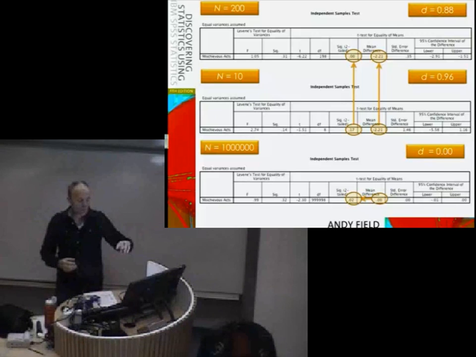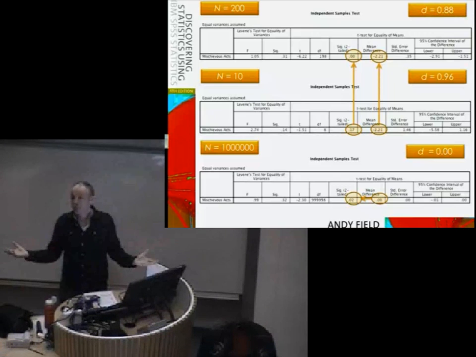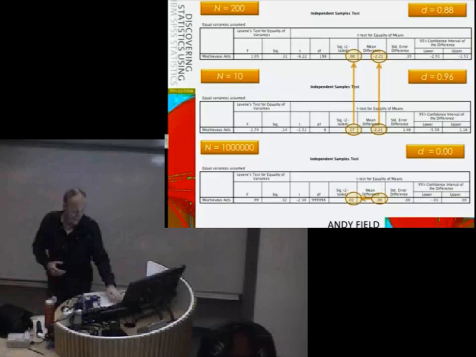In the first two examples, where the difference between means was pretty similar, we get very similar effect sizes. We get a d of 0.88 and a d of 0.96. They're pretty similar. And in the scenario where there was no difference between groups, we get a d of 0. We get no effect, essentially. So it's much less misleading than significance testing.